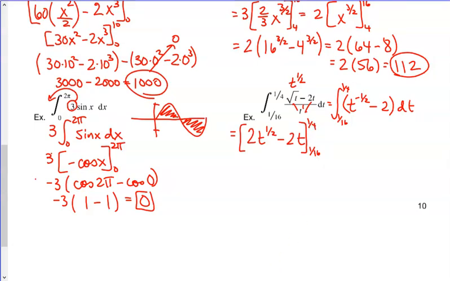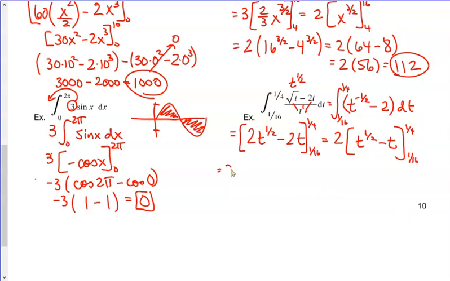Now here's just a lot of algebra. You have the right, if you want, to go ahead and plug in 1/4 and plug in 1/16 and do the subtraction between the two. I like to clean some stuff up. So I'm first going to factor out a 2 and be left with t to the 1/2 minus t that I need to evaluate at 1/4 and 1/16. So remember, the upper limit goes first.